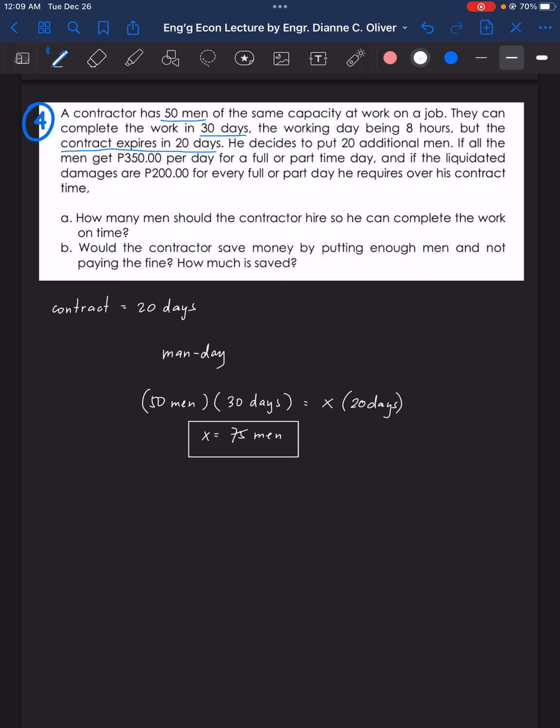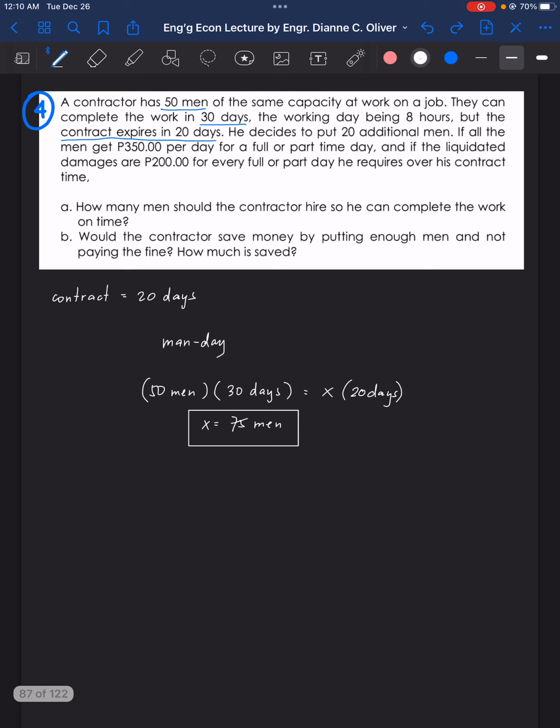Now for letter B, would the contractor save money by putting enough men and not paying the fine? And then it's asking for how much is saved. So obviously this is a form of comparison. So you will compare the total number of men required with the current men that the contractor already hired. We will compare it with the total men required to finish the work. So how do we do that?